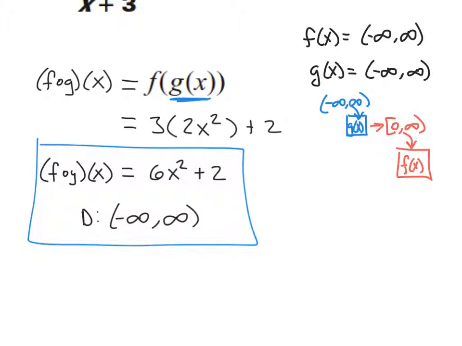Okay? That then becomes the input for our f of x function. Well, the f of x function had a domain of all real numbers. So is there any problem plugging 0 to infinity into it? No, because it doesn't conflict with its domain. I can plug 0 to infinity into a function whose domain is all real numbers, right? Yes. And so therefore, there's no conflict.